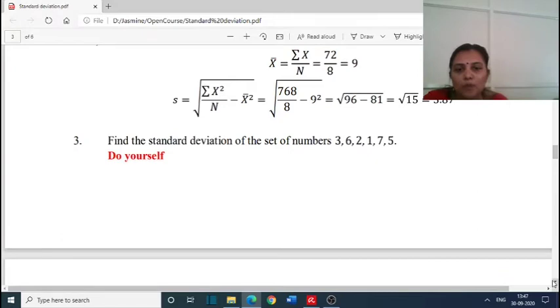Now you have problem 2 for assignment. Find the standard deviation of the set of numbers 3, 6, 2, 1, 7, 5. There are six numbers given. First draw a table of x and x square. 3 square is 9, 6 square is 36, 2 square is 4, 1 square is 1, 7 square is 49, 5 square is 25. Now find sigma x. Capital N is here 6. Find sigma x and sigma x square, and substitute in the formula. You can find the standard deviation.